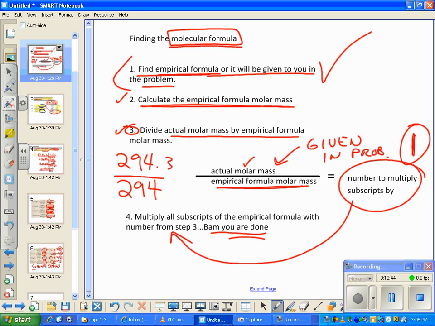So then I would take this number back, except it's 1, so it's easy. Normally I would take that number and multiply all the subscripts of the empirical formula by this number, and I get the molecular formula. This just happens to be a case where the empirical and molecular formula are the same. So that's what you have to do to review.